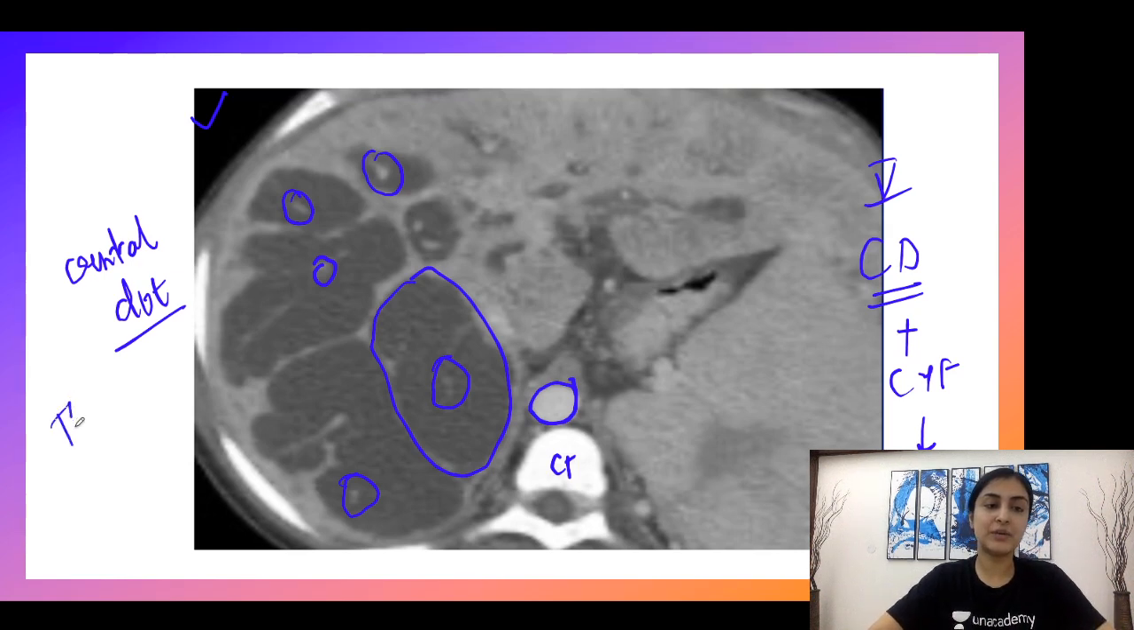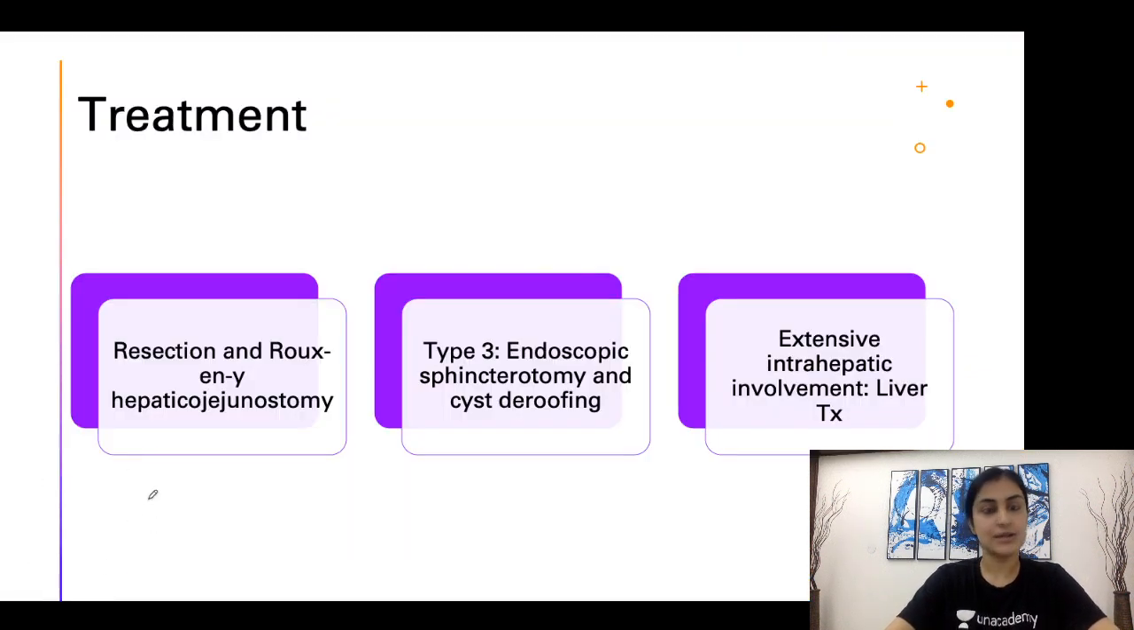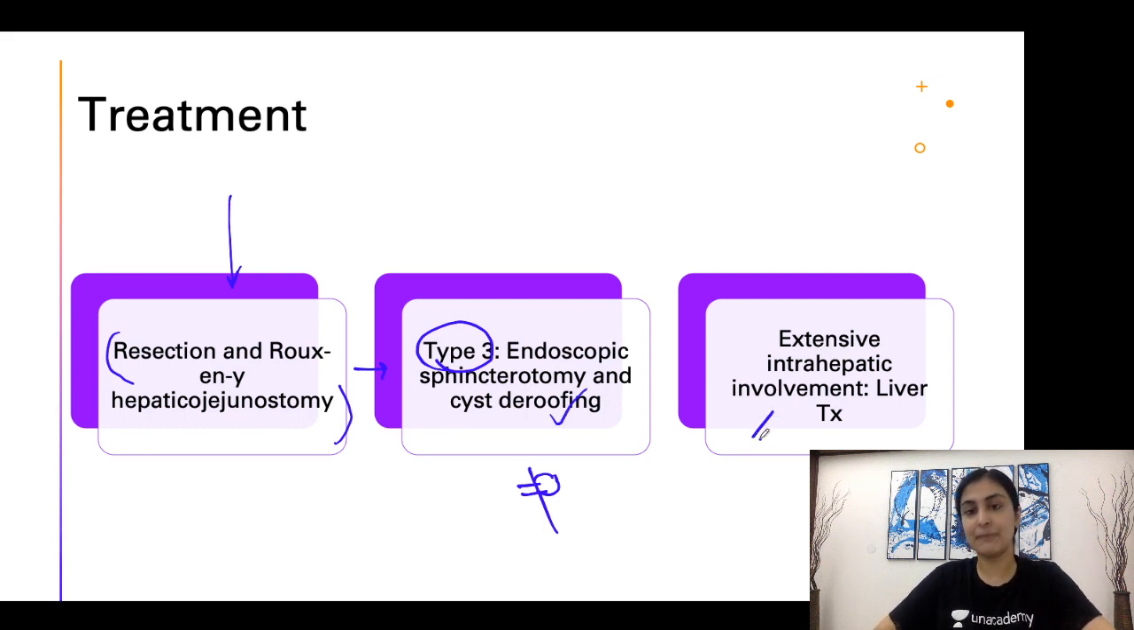And what will be the treatment of choice for this type? It will be a liver transplantation. Alright, the liver needs to be transplanted here. So very quickly, just a quick word. We have already discussed the treatment is resection and Roux-en-Y for most types except for type 3 where we have a distal choledochocele where we just need to do an endoscopic sphincterotomy and de-roofing of the cyst. Alright, and in our extensive intrahepatic involvement in our type 5 basically what we are going to do is a liver transplant. Alright, we are going to do a liver transplant for type 5.